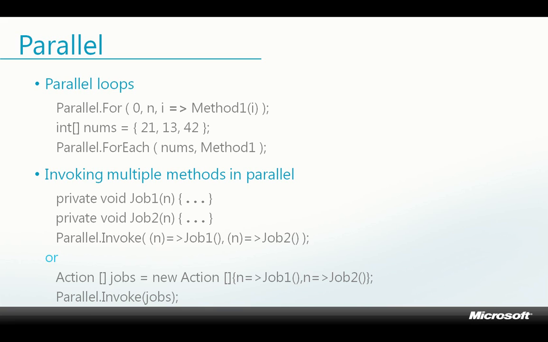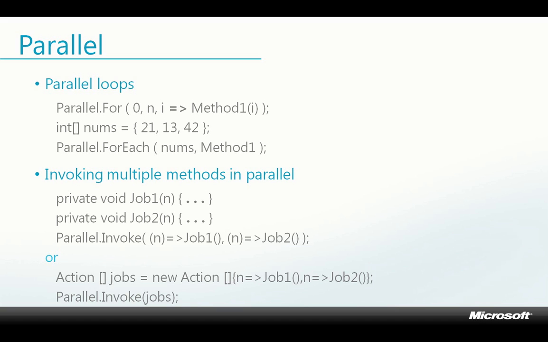And then in addition to loops, the Parallel class also has an Invoke method, and what it does is it executes more than one method in parallel. The argument to Parallel.Invoke is a list of delegates, and I can either provide those individually. That's the first example here, where I've got a couple of different methods that I want to run, and there could be more than two.